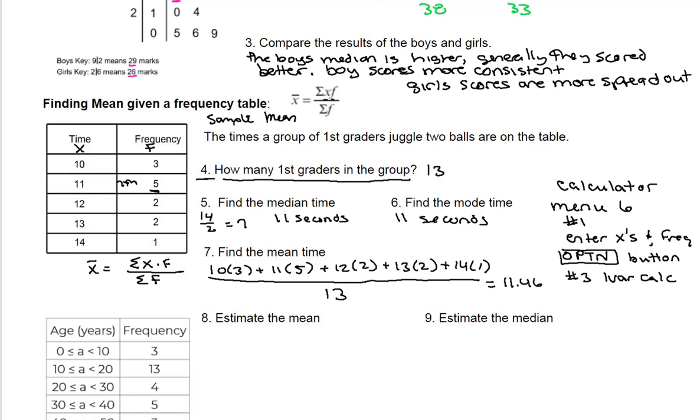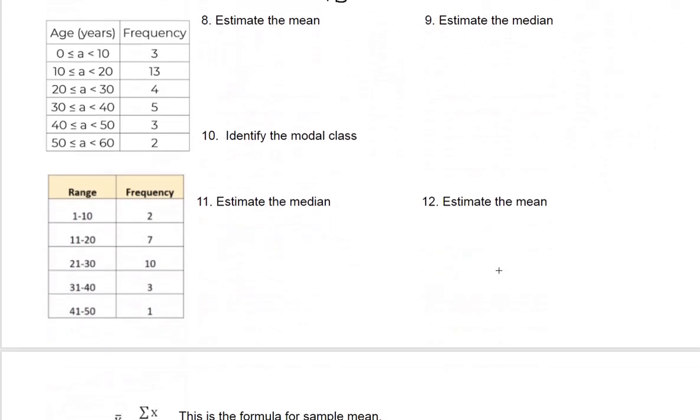in this case, 11.46. So keep in mind, you're always going to have to write out your method and show your work, but you don't actually have to add them all up individually. You can use the calculator to do that part. All right, take a look at this next one.